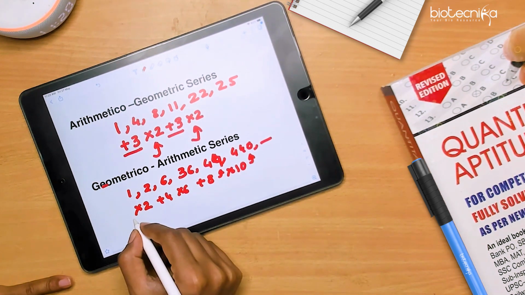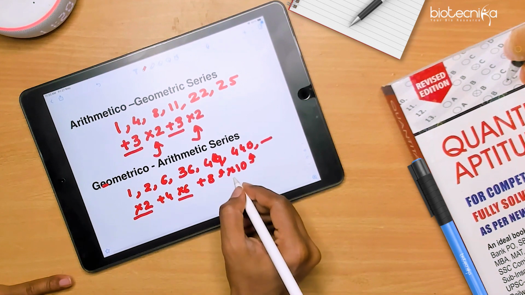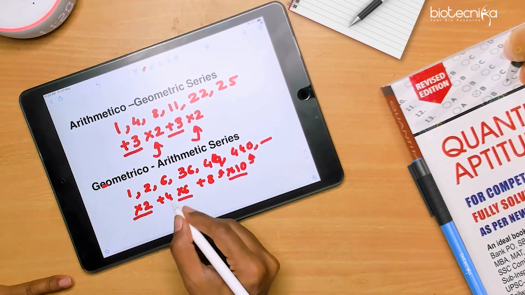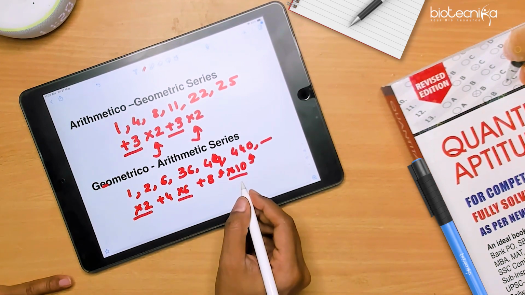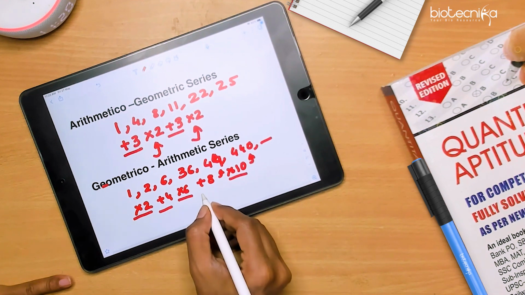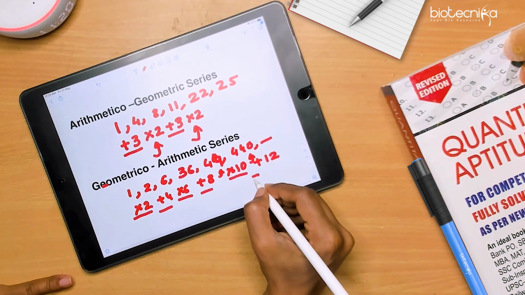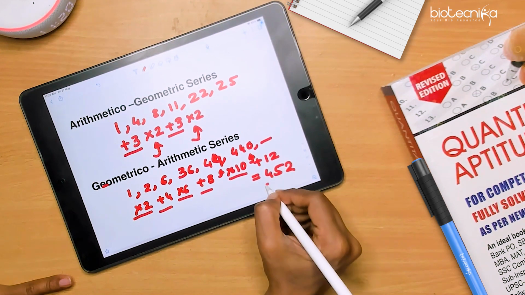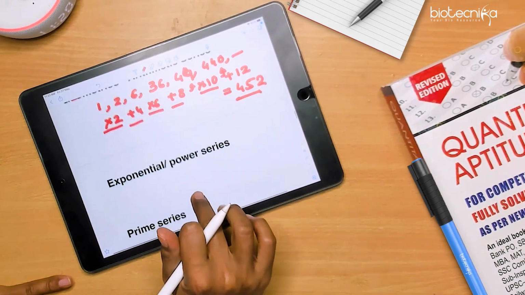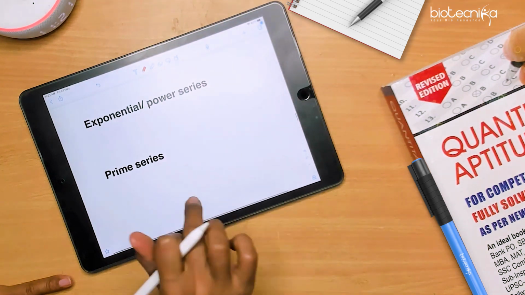So how is it increasing? Into 2, into 6, into 10. So as you can see, it is increasing by 4 each time. And here plus 4, plus 8. So likewise, it will come plus 12. So the answer will be 452, right? So these are easy to solve, just that you need some practice.